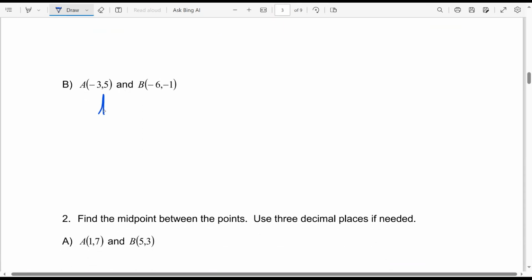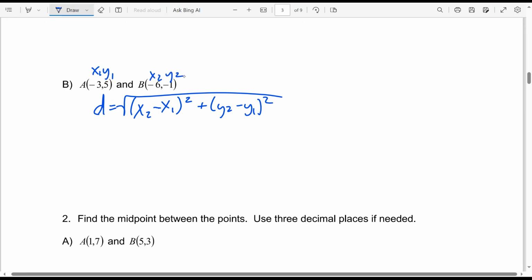The formula, gentlemen, is x2 minus x1 squared plus y2 minus y1 squared. You can do whichever one first, it doesn't matter, we're adding them together. My first step is always labeling: X1, Y1, X2, Y2. Doesn't matter which one I label as what. Okay? So from here, I literally just plug things in.